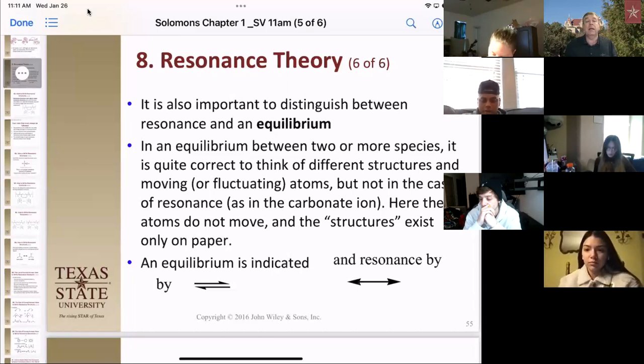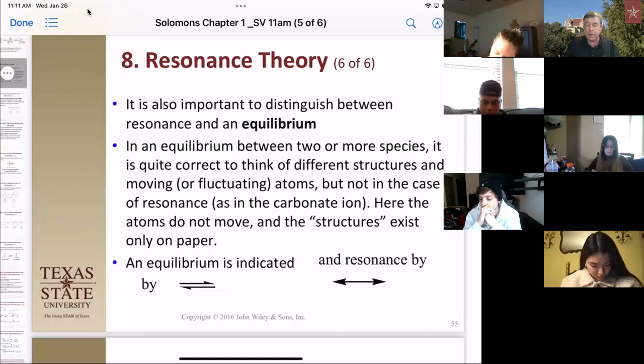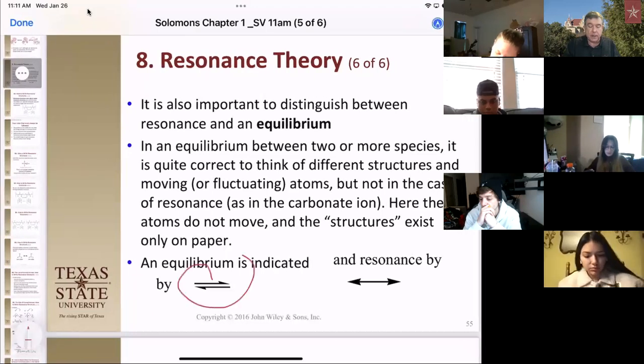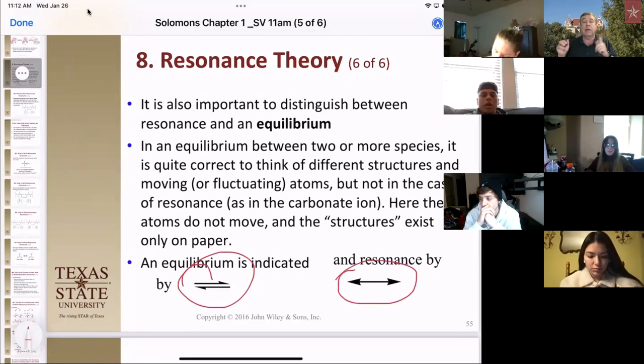Resonance, on the other hand, is just moving around constantly. It is not in equilibrium. So when we talk about equilibrium, we use this double arrow, meaning it can go in one direction or the other direction. In the case of resonance, we use this double-ended arrow, meaning it could be either one. Both are right. It could be either one. This means it's moving back and forth.